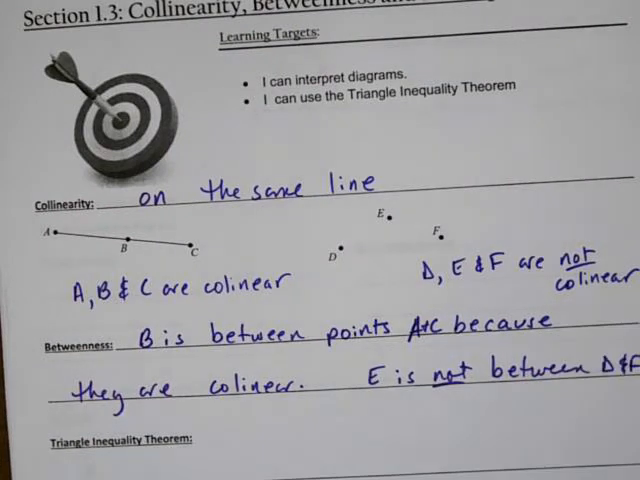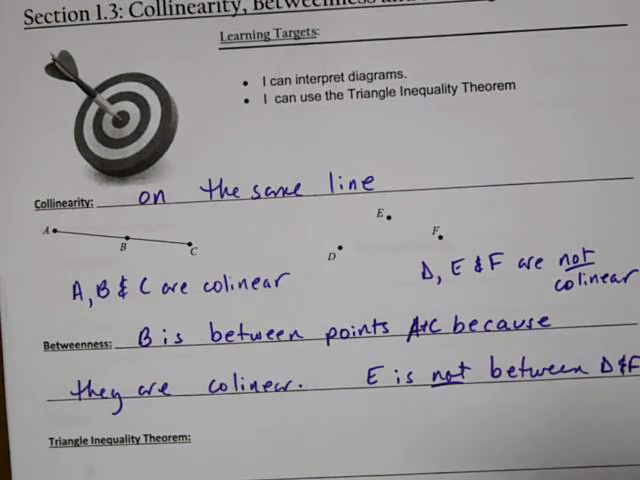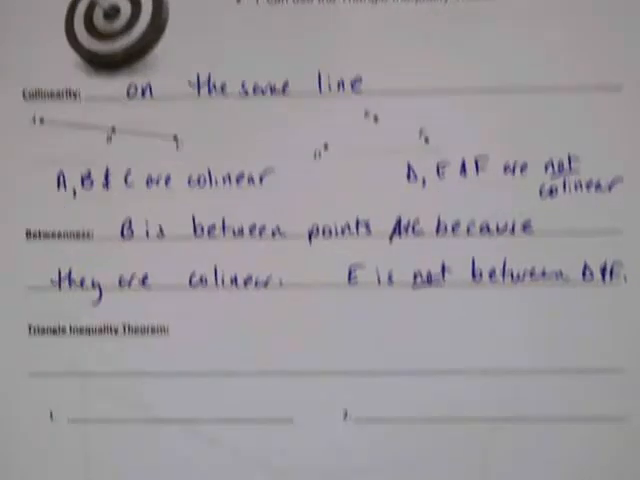Now that's from a geometry perspective. Like somebody might say that E is between D and F, but in a geometry world, when we're talking about something being between, it's first understood that they must be on the same line.